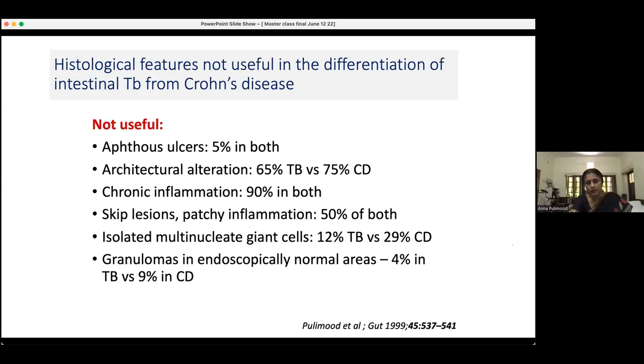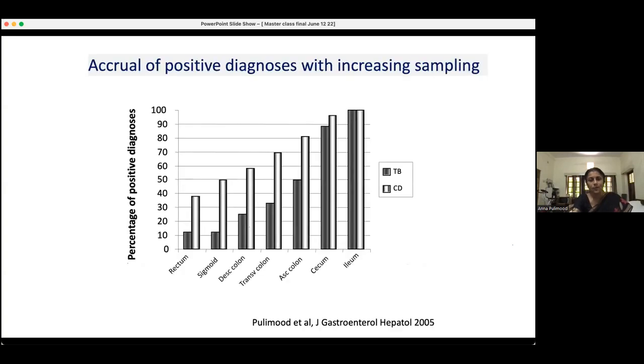But multinuclear giant cells also can be seen in Crohn's and TB. And if you take a perfectly normal, endoscopically normal area and biopsy it, both in TB and Crohn's, you may see one or two granulomas. So that doesn't help to distinguish. And the more number of biopsies from the distal colon that you take, the greater the chance of getting a diagnosis.